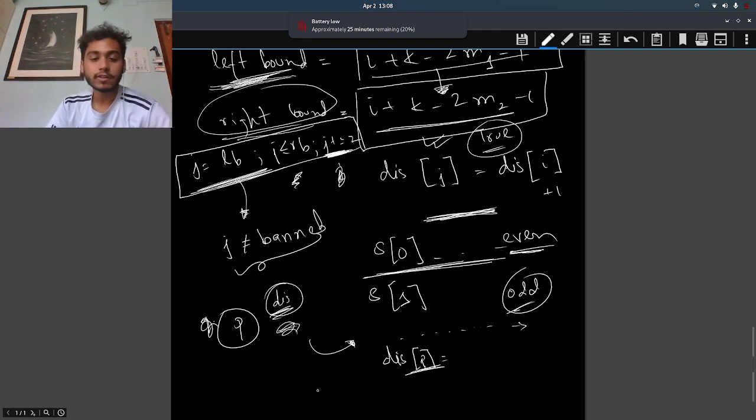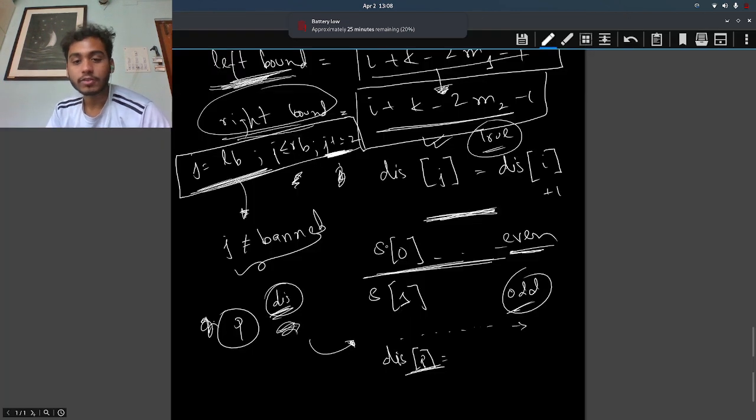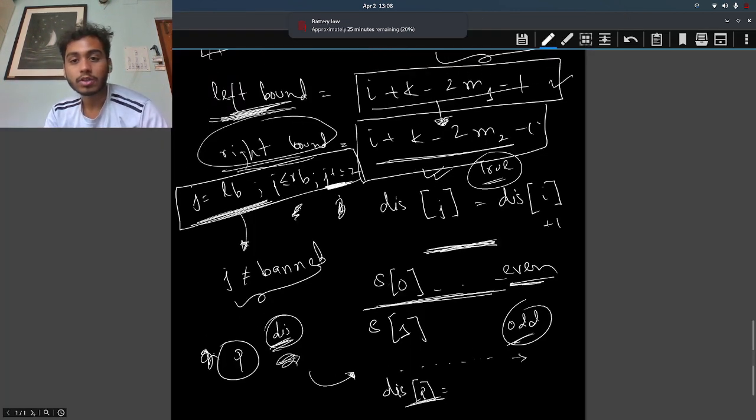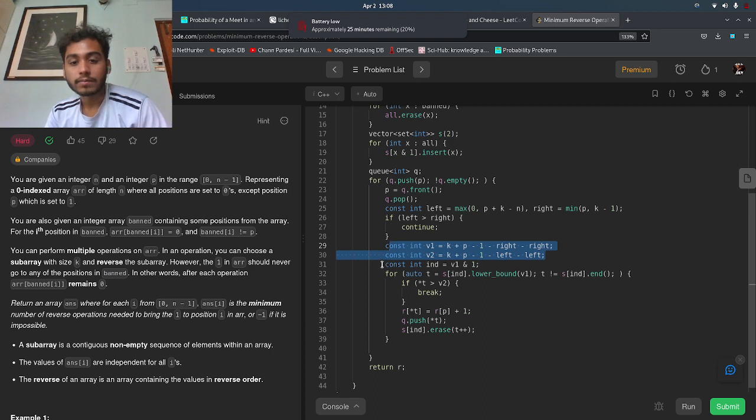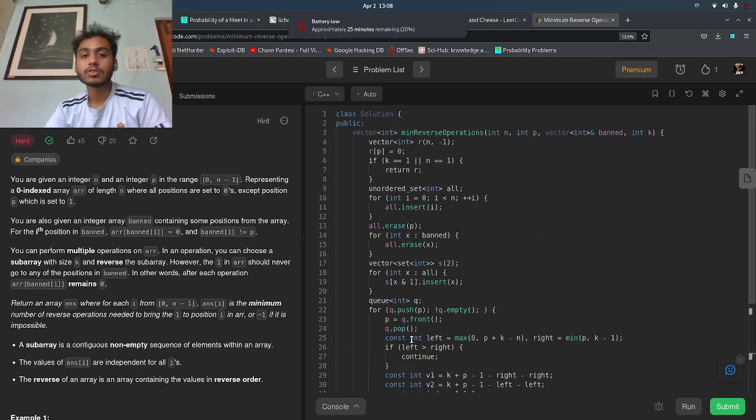So this is how I have written that. This is the formula which I derived over here, this right bound and left bound. And this is the parity, and for the same parity we move on and move on, and if it is greater then we break, or else we store the distance like this with the parent plus 1, we push it to the queue, and we erase it from the total set because it is already reached. So that is how we solve this question.